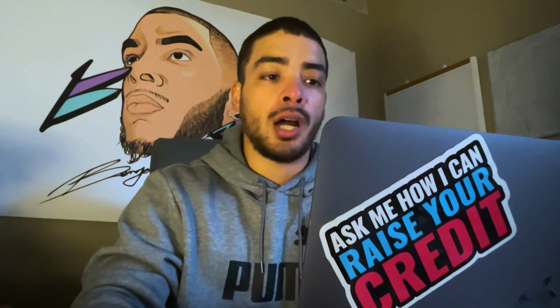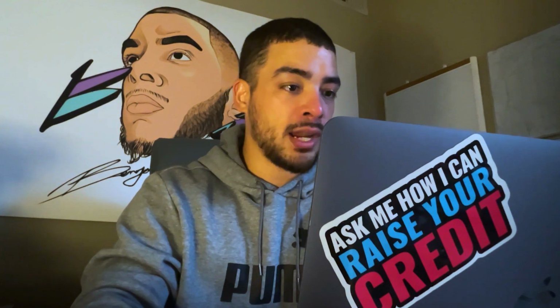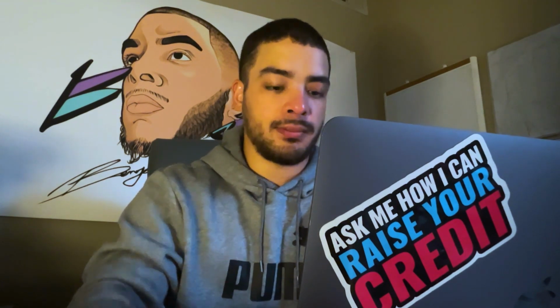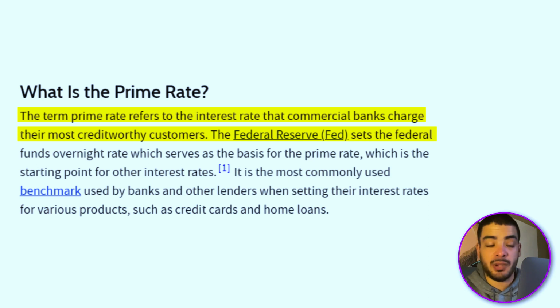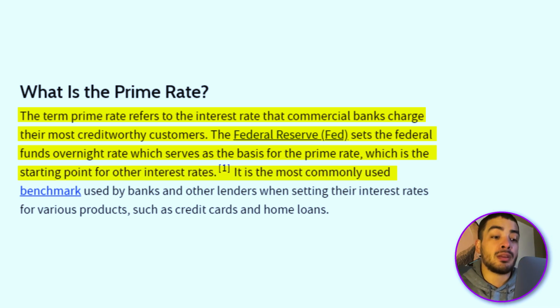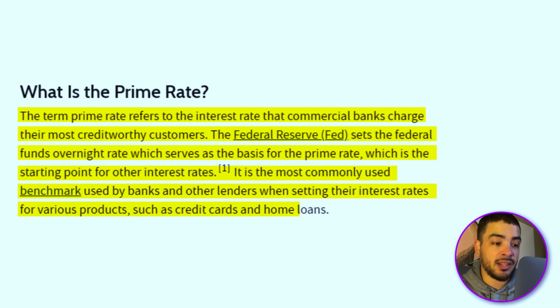All right, so the other thing that they mentioned was the prime rate. So what is prime rate? According to Investopedia, the term prime rate refers to the interest rate that commercial banks charge their most credit-worthy customers. When they say credit-worthy customers, they're talking about those who basically got approved for credit cards here. The Federal Reserve, the Fed, sets the federal funds overnight rate, which serves as the basis for the prime rate, which is a starting point for other interest rates. It is the most commonly used benchmark by banks and other lenders when setting their interest rates for various products, such as credit cards and home loans.